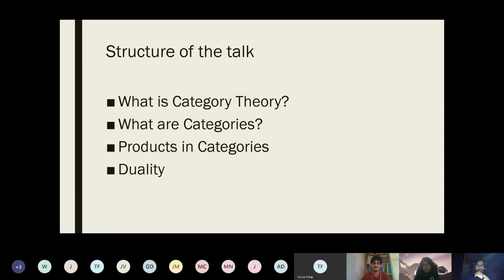Okay, so this is the structure of my talk. I'll start with describing the field as a whole. Then I'll go into the details of what categories are. Then I'll get into the definition of products and have a lot of examples. And then duality, and I'll touch on a really cute example that I found.